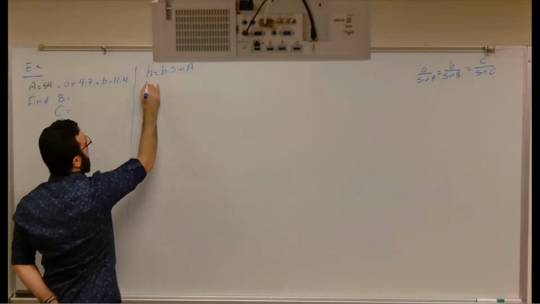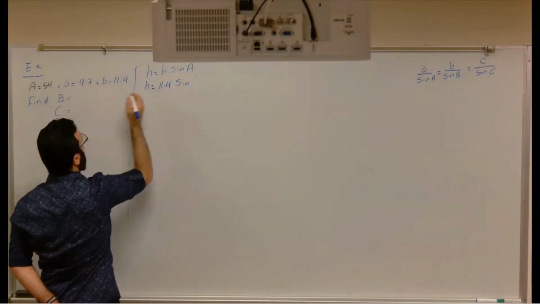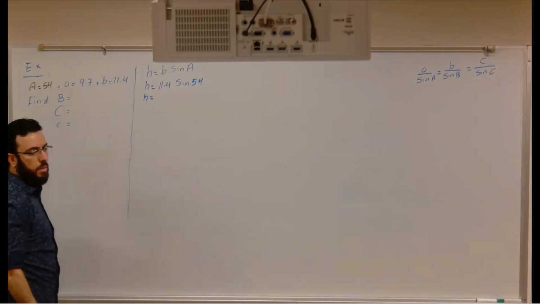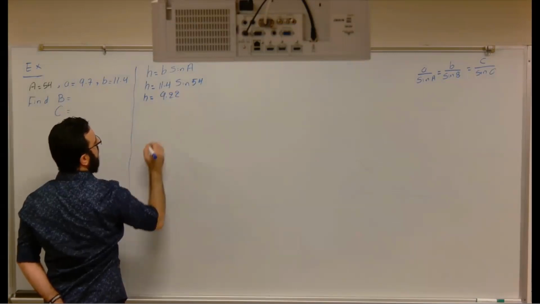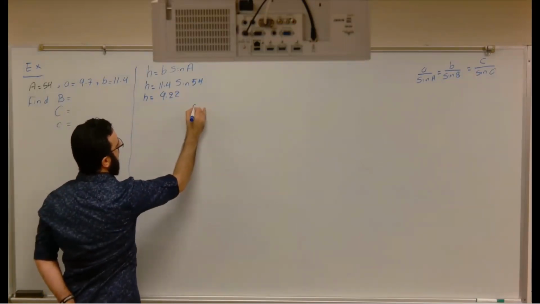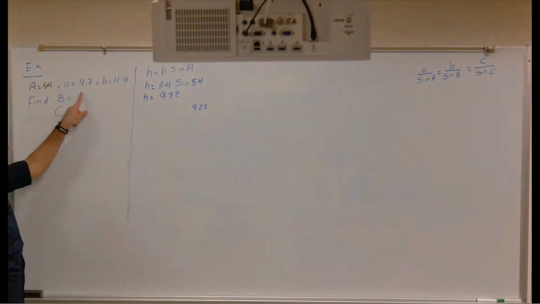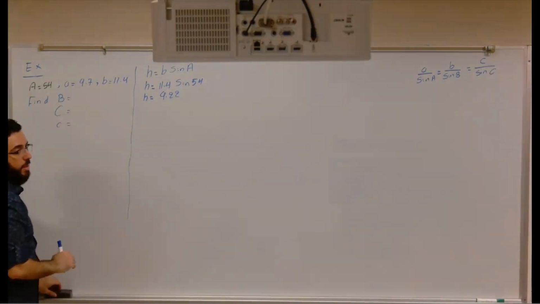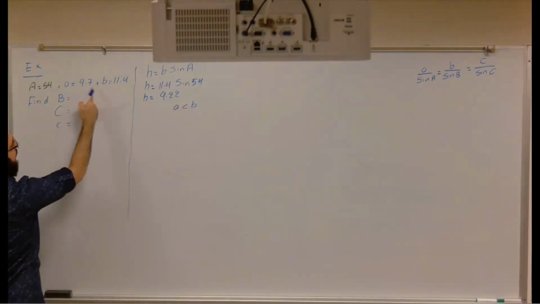Now let's see, that means H equals B, which is 11.4, sine 54. Now tell me how much is going to be H? 9.22. Now, here's H, and here's A, and here's B. Is H between A and B? No. So is A less than B? Yes, A is less than B.